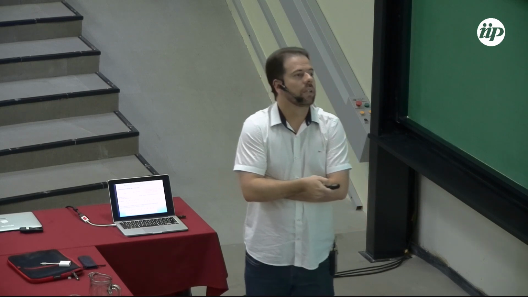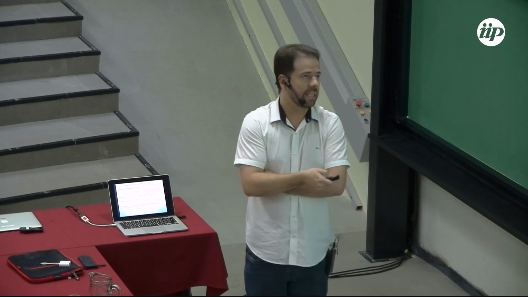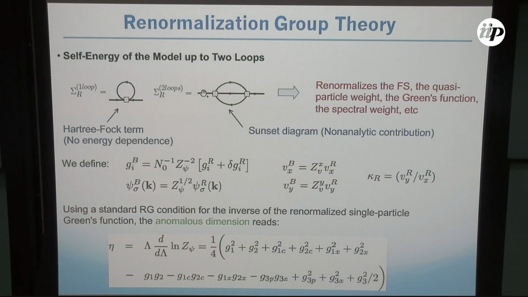So at one loop, we have the Hartree-Fock term. This diagram has no energy dependence. And at two-loop, one gets this sunset diagram, which is the first non-analytic contribution. And with this diagram, we normalize the Fermi surface, the quasi-particle weight, the Green's function, spectral weight, and so forth. And we do this by renormalizing the couplings, the fermionic field, and also the Fermi velocities. So using a standard condition for the Green's function, we get this RG flow equation for the Z factor.